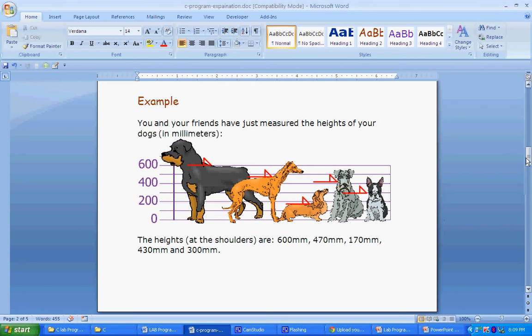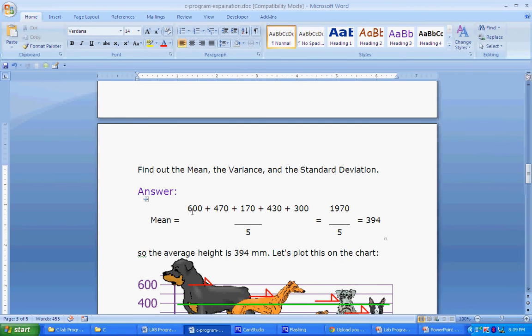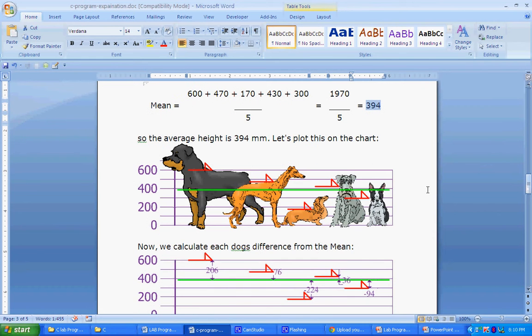To identify a normal height, we have to take the mean. Mean means taking the average. That is, 600 is the height of the first dog, 470 is the height of the second dog, 170 is the third dog, and so on. Adding up all the values and dividing by 5, I get the value 394, which is the mean value, or in other words the average value. That is the average height of all the dogs. In the figure, there is a green line marked in this graph, which represents the height 394 as the average height.